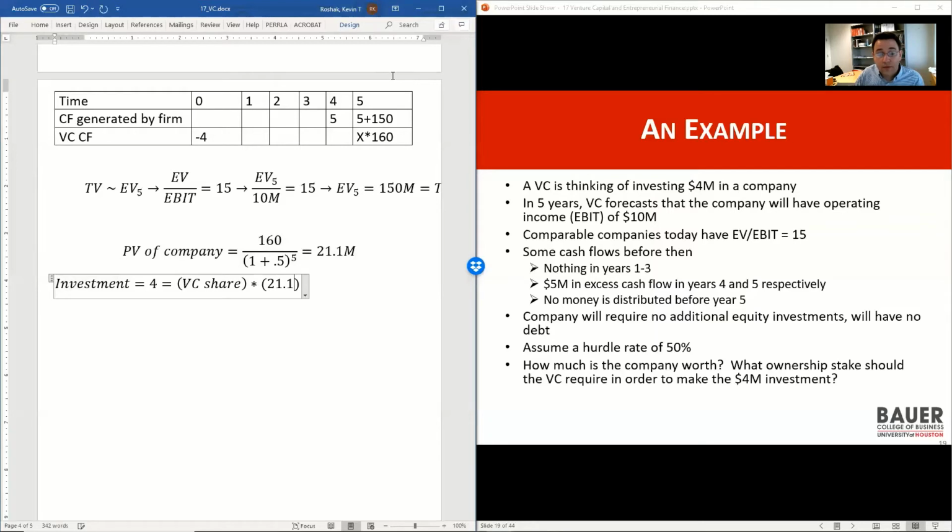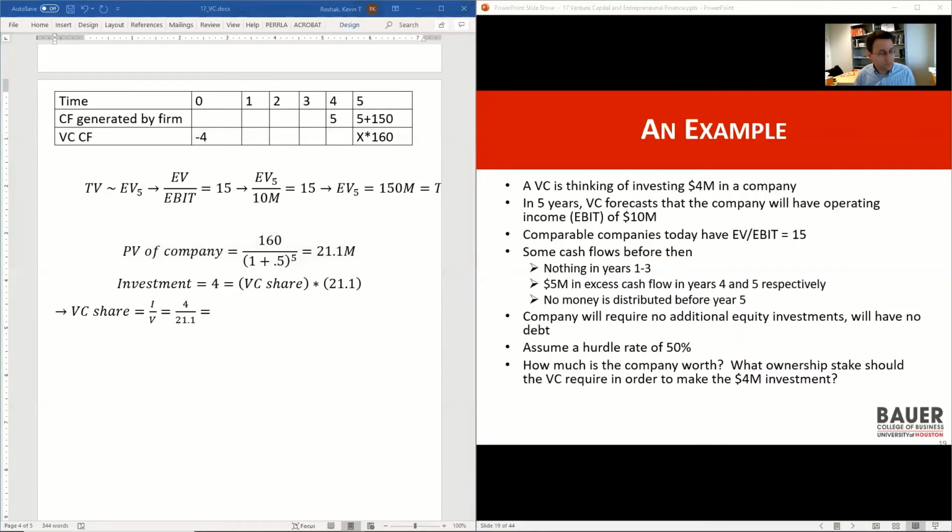So now we can solve for the VC share. How much does the VC require? It's going to be the investment amount divided by the value of the company, so just I divided by V for short. So we have 4 out of that 21.1. It's going to give us about 19%. The VC requires a 19% ownership stake in order to put in the required $4 million investment.